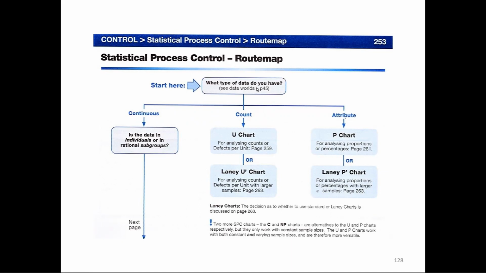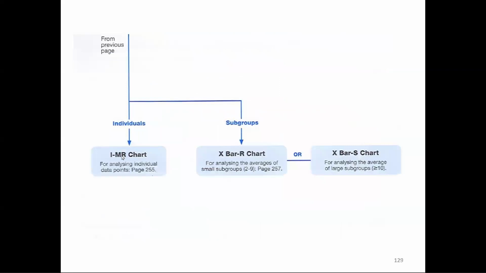You can see if you're looking at counts of data, a U chart or a Laney U chart. If you're looking at attribute data, in other words, discrete data, if you want to do a chart that shows proportions or percentages, a P chart or a Laney P chart. If the data is individuals or counts of individuals or in subgroups, it's called an individuals chart or an I chart or an X bar chart.